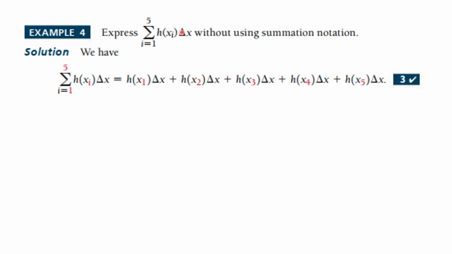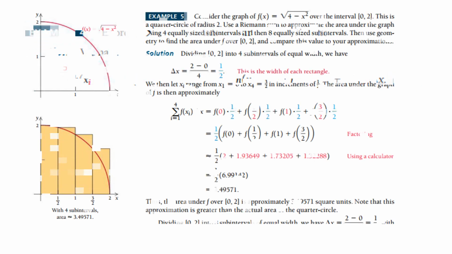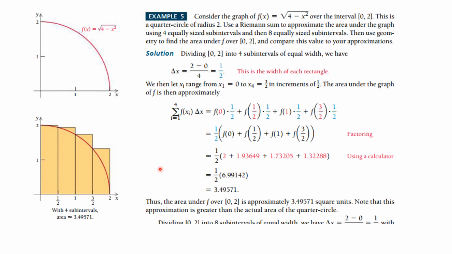So we want to write this in expanded notation, not the concise summation notation. So when i is equal to 1, we get h1 delta x. Delta x does not depend on i, it is a constant. When i is 2, you get this one. When i is 3, you get this one. When i is 4, you get this one. And when i is 5, you get this one. So that is how we write this in expanded form. We still haven't done this with numbers yet, but we're going to change that right now.